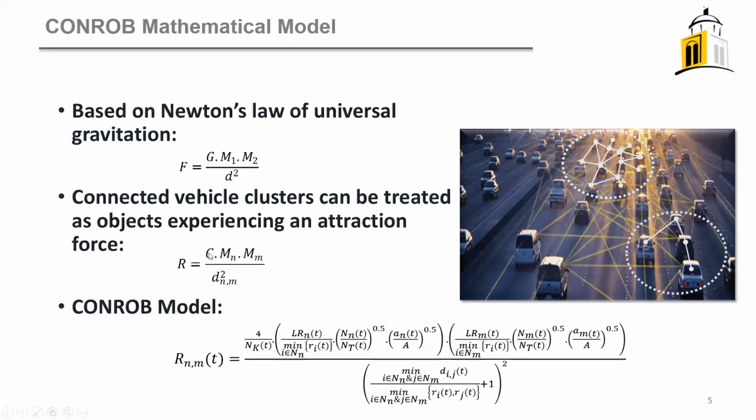And it equals some constant C multiplied by a surrogate measure for the first cluster M, multiplied by a surrogate measure for the second cluster M, and this is divided by the square distance between the two clusters. So there is a very long derivation for this model that can be found in the paper that I just mentioned, that is published in the Transportation Research Record. I'm not sure if I did say this, but anyway, the final form of the model is a time-dependent connectivity robustness, because vehicles are moving all the time in the network.